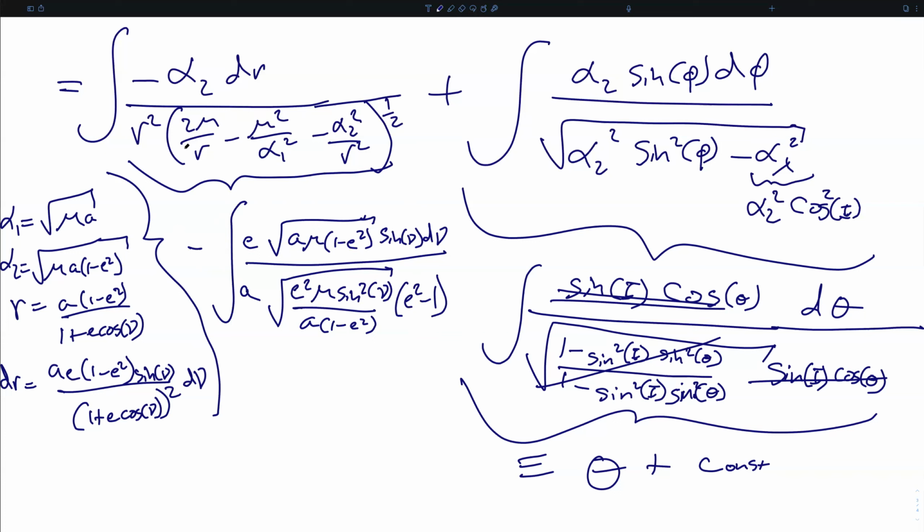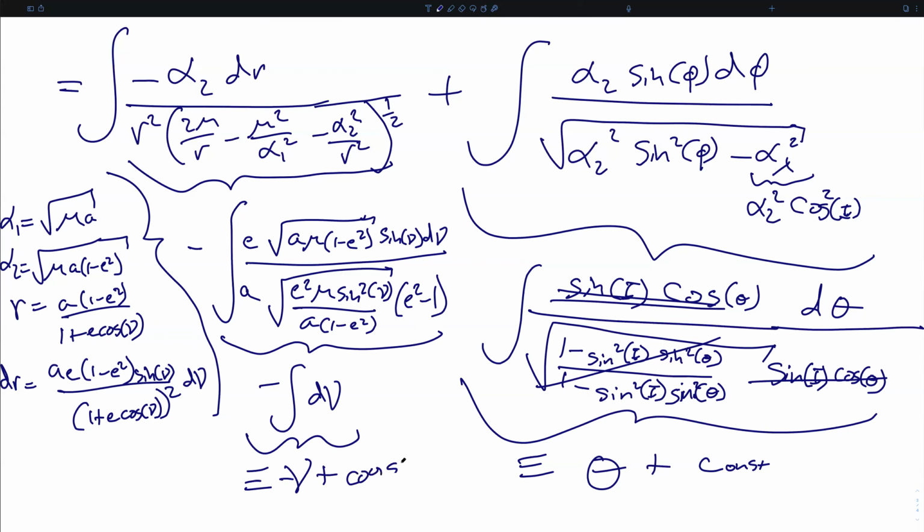that is, this entire integral in dr becomes negative the integral of e times root a mu 1 minus e squared times sine nu d nu over a times the square root of e squared mu sine squared nu over a times 1 minus e squared, all times e squared minus 1. And once again, everything cancels out. All of this goes to 1, and all we're left with is negative the integral of d nu, which is equivalent to negative nu, plus a constant.